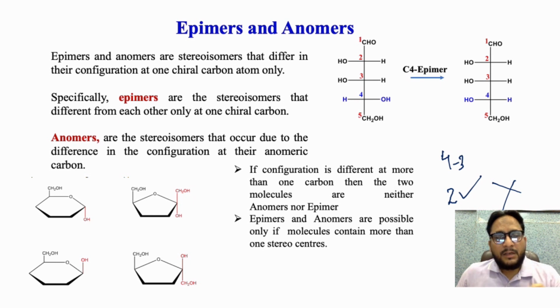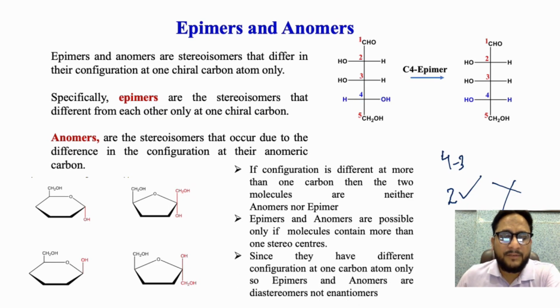The criterion is that they must have more than one chiral center, and out of those chiral centers they have different configuration at one chiral center only. And if the chiral center where the configuration is different is the anomeric carbon, they are called anomers, and if it is not the anomeric carbon, they are called epimers. And the third condition is that since they have different configuration at one carbon only, they are not enantiomers, they are diastereomers. Let us move to the next slide.